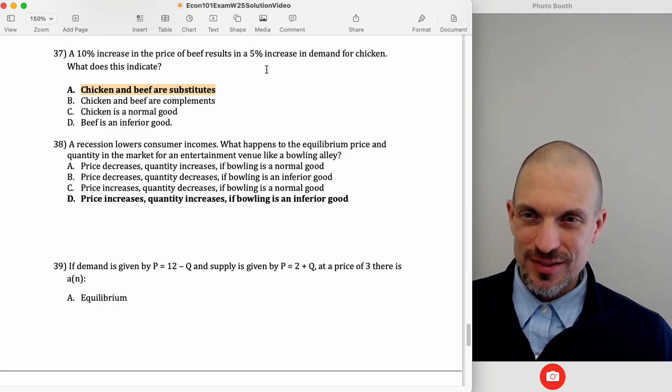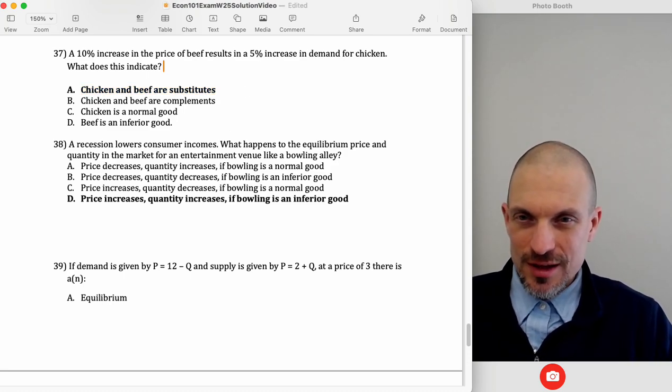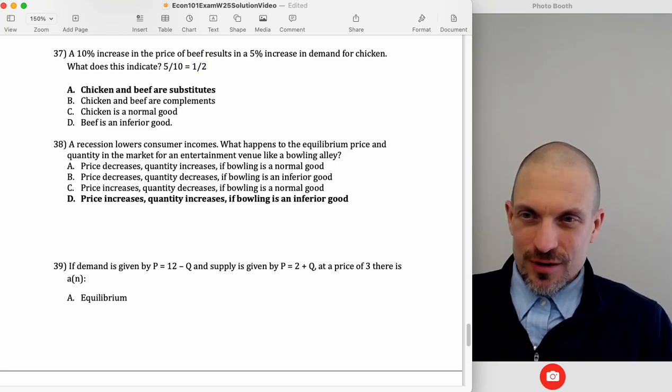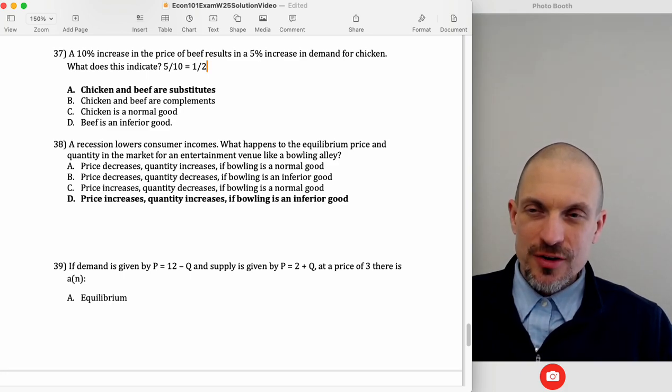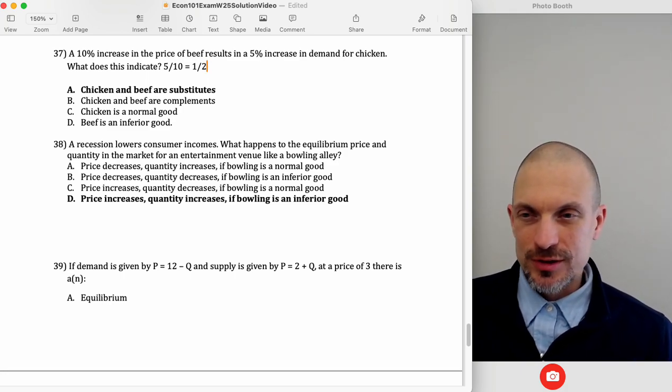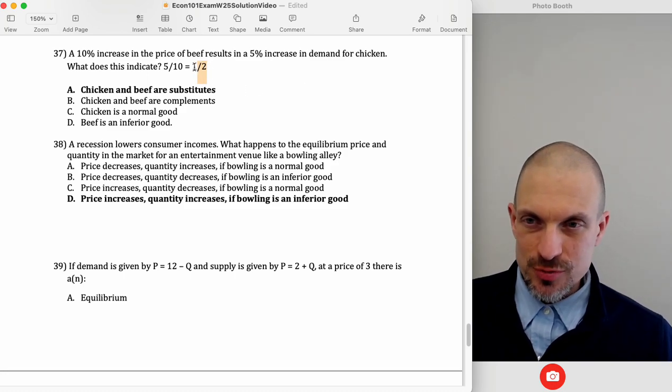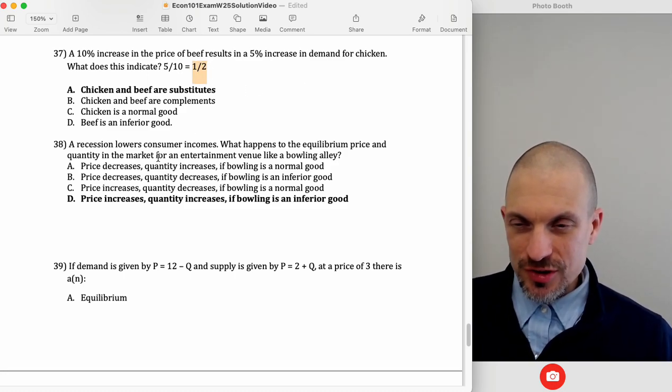You could actually calculate the cross elasticity. Here, that cross elasticity would be 5/10 or 1/2. It's between 0 and 1, so it's pretty inelastic. It tells us that they are substitutes because it's positive, but they're not really closely related substitutes because this is between 0 and 1.